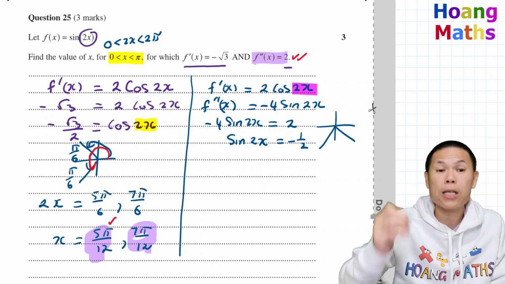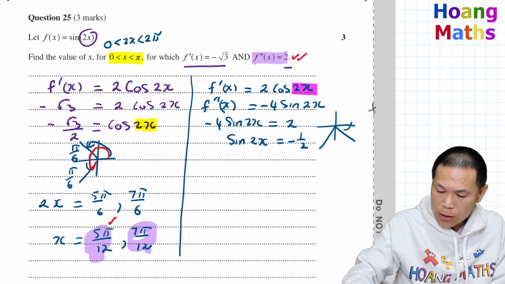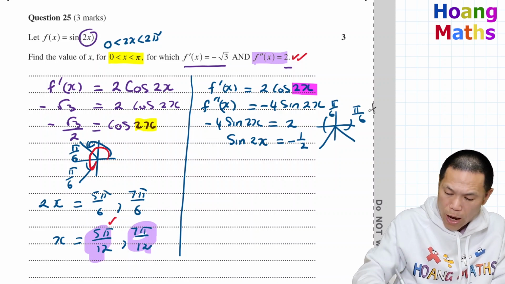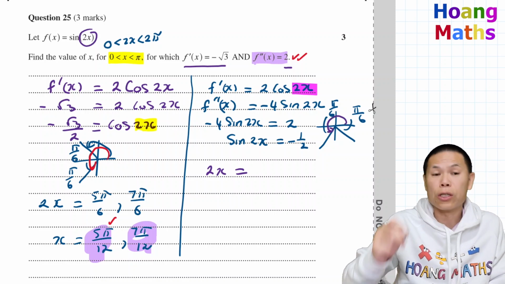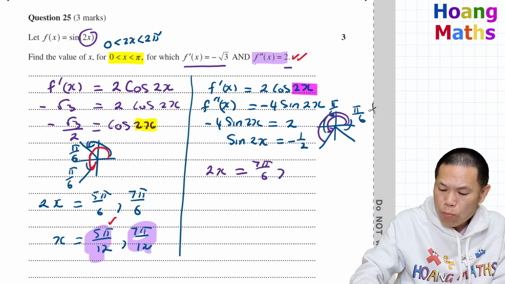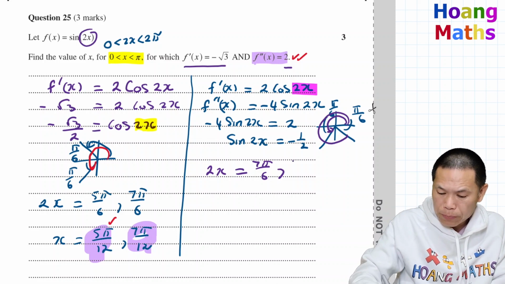Okay, and then inverse sine a half will give me pi over 6. So this is pi over 6, and this is pi over 6. So therefore, we have 2x will give me, that's the first answer. So that means pi plus pi over 6 is 7 pi over 6. And then we have 2 pi minus pi over 6. So 12 minus 1 is 11. So 11 pi over 6.